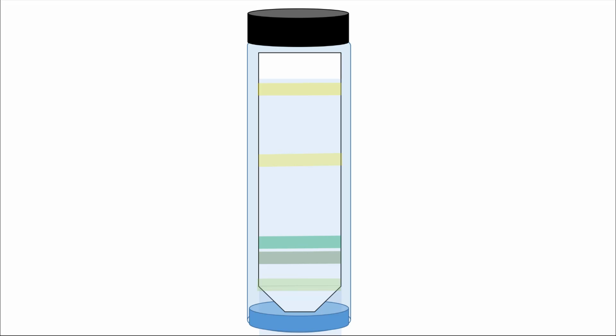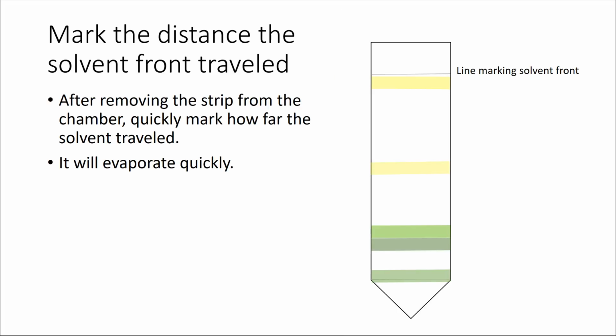Now, as soon as the solvent front or the liquid gets to about 1 centimeter from the end of the strip of filter paper, we want to stop this reaction and pull the strip out of the chromatography chamber. We quickly want to use either a pencil or a pen and mark how far the solvent front had traveled. That distance between the starting line and how far the solvent front traveled will be very important, and we'll use it in calculating a variety of other values.